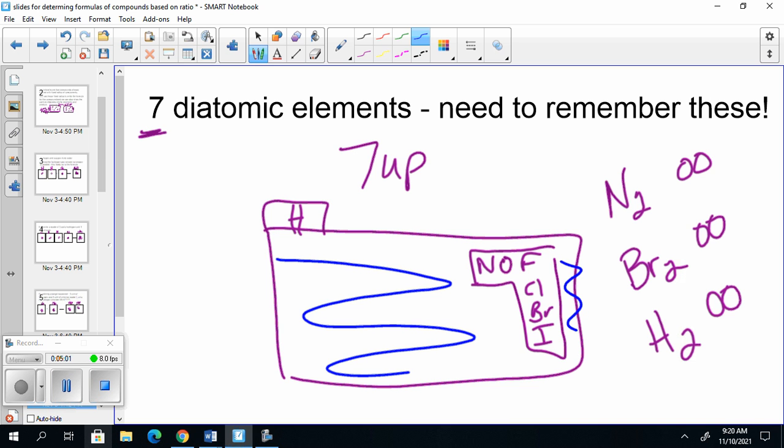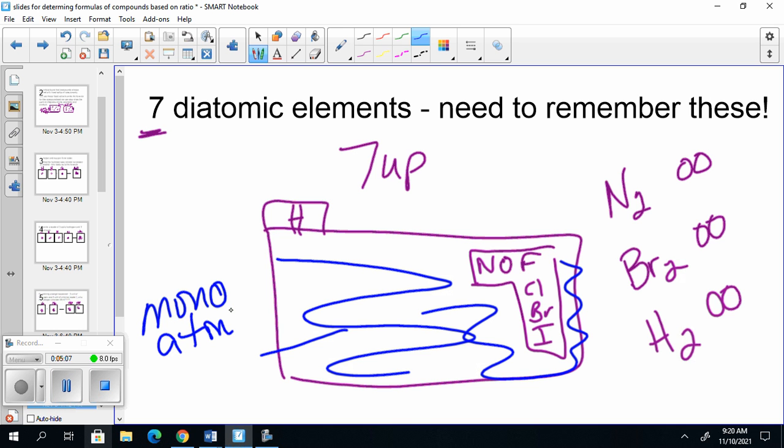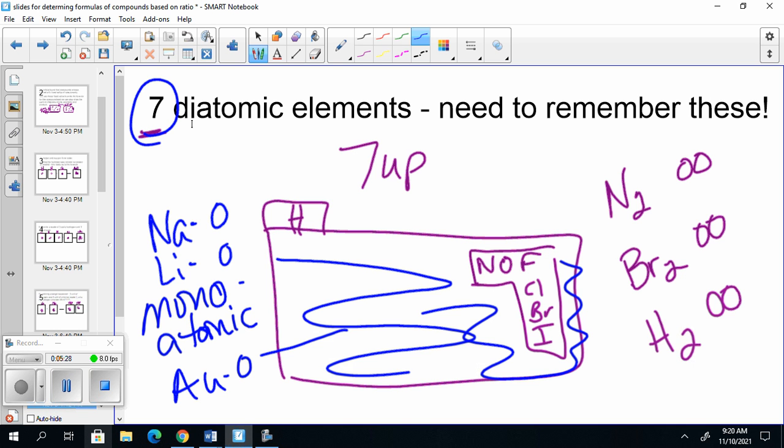Everybody else on the periodic table is monoatomic. That means like gold, Au, just one circle. Na, sodium, just one circle. Lithium, Li, just one circle. All of those are monoatomic. But these 7, they are the only ones that are diatomic. They're the only ones that have 2 atoms that buddy up together.